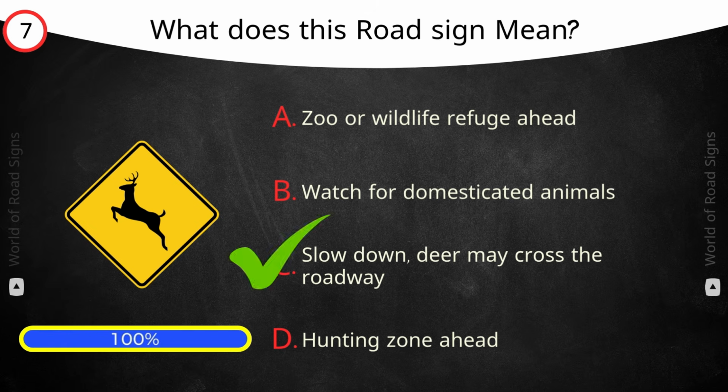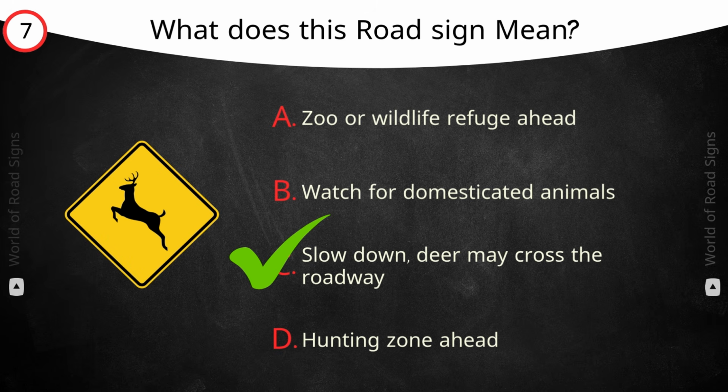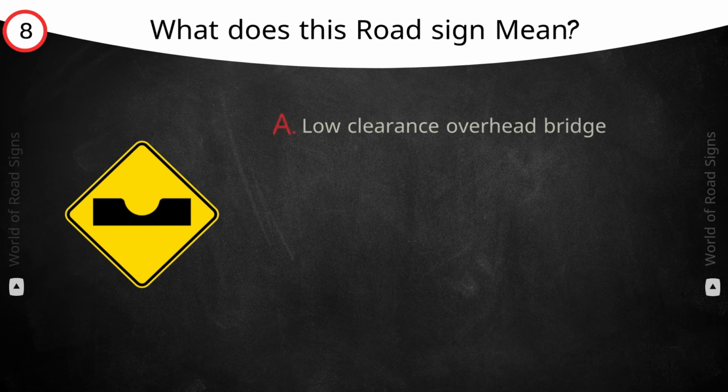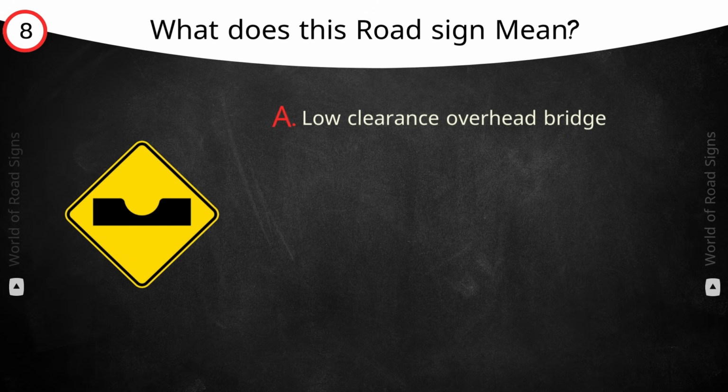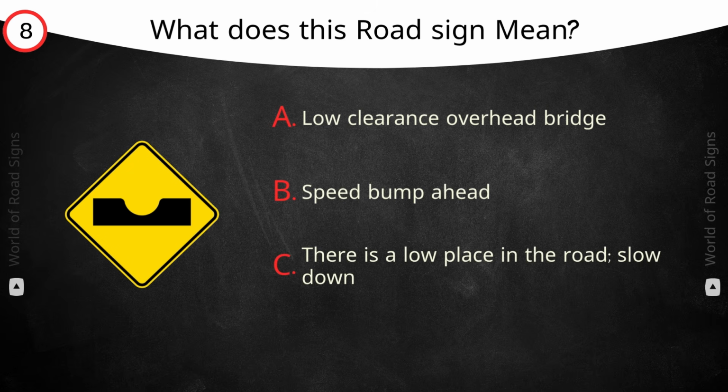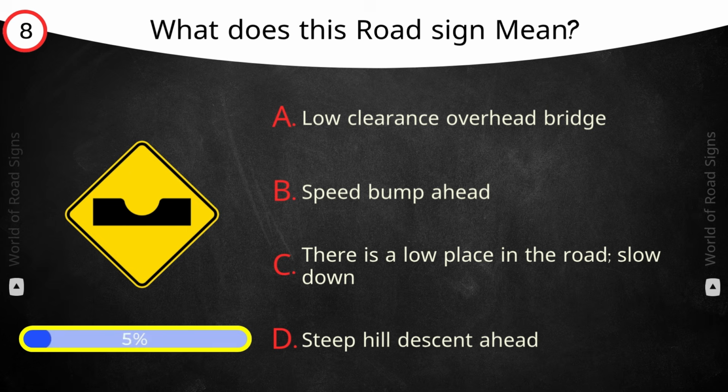Option C is the correct answer. Slow down. Deer may cross the roadway. Question 8. What does this traffic sign indicate? A. Low clearance overhead bridge. B. Speed bump ahead. C. There is a low place in the road. Slow down. D. Steep hill descent ahead.